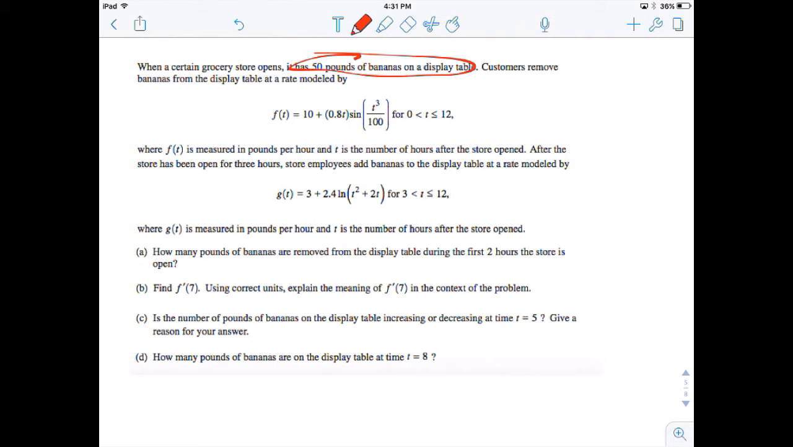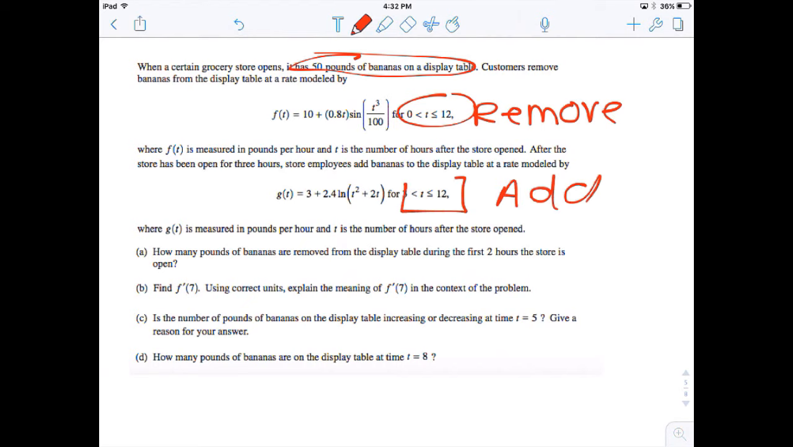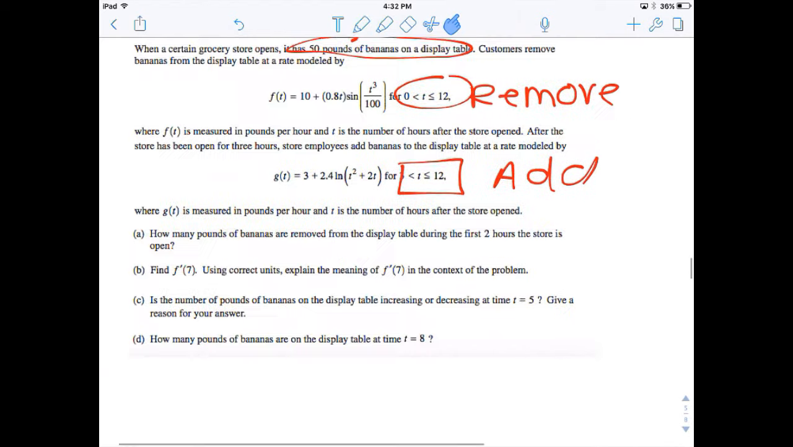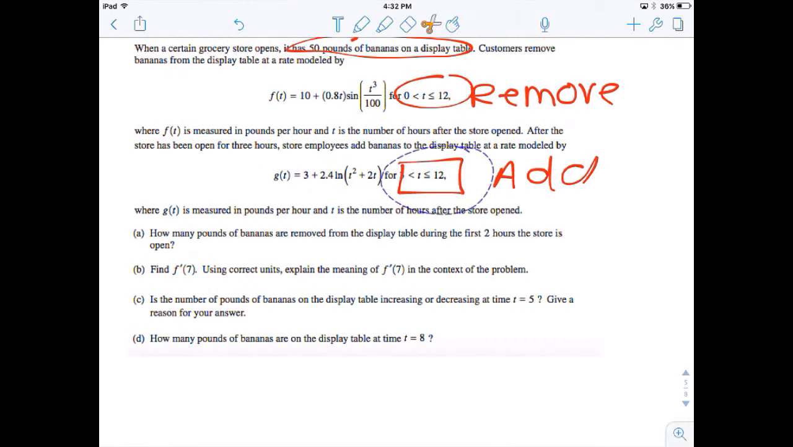And notice that's from 0 to 12. That's in pounds per hour. Boom, that's a rate. Okay. The store has been open for 3 hours. They begin to add bananas. And this is big here. Look at that domain. This is only from 3 to 12. So when we calculate this, you've got to be careful. You're going to be removing from 0 to 12, but you're only adding from 3 to 12.